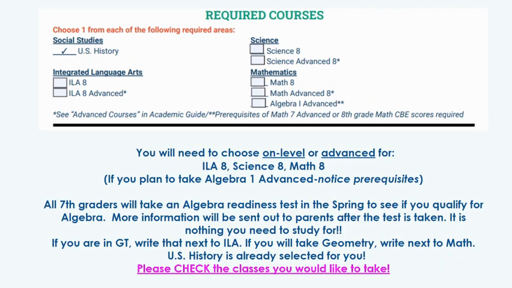More information will be sent out to parents after the exam is taken. This is nothing you need to study for. As of right now, you'll select the class that you think you'll be in next year, but then a recommendation letter will be sent after the test to let you know what you might want to pick. You can change your course options at that time. If you're in GT right now, on your planning card, you're going to write GT next to ILA. But the district will upload any students who are currently in GT to HACC.